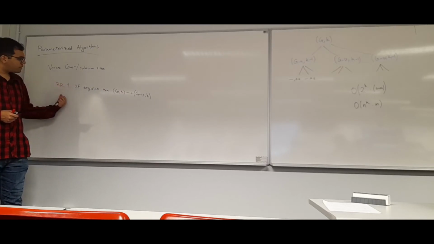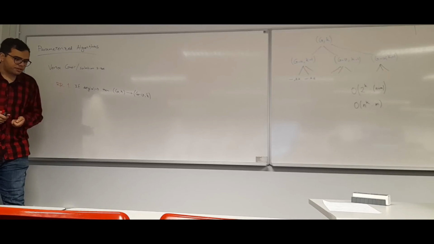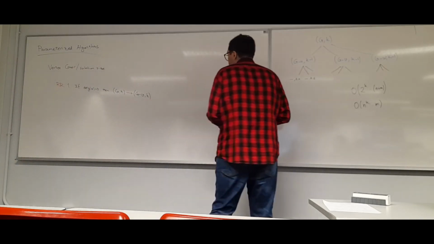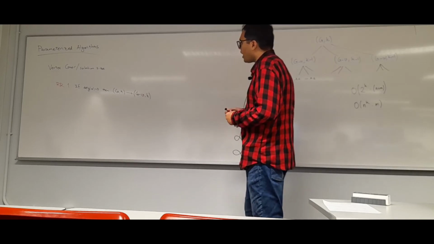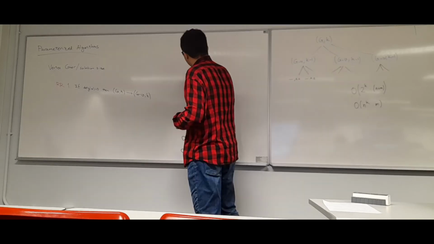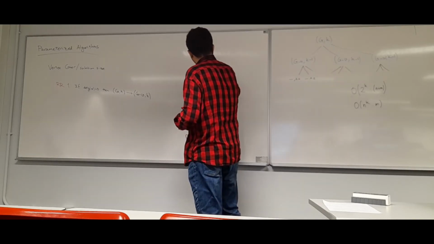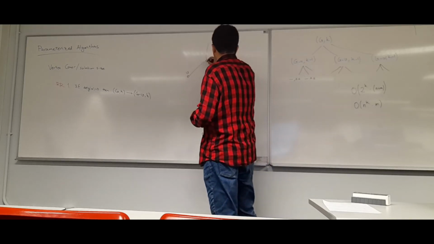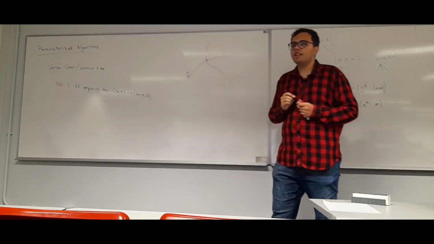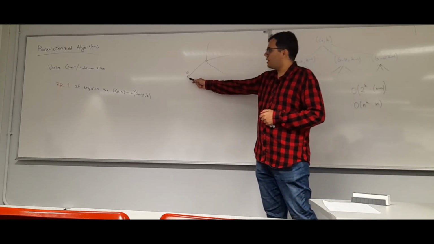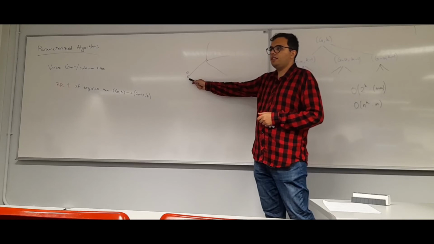So this is my first trivial reduction rule. Now let's think about the degrees a little bit more. Let's say that now I have some vertex, and that vertex has degree 1. So let's say I have this vertex V, and it's only connected to one other vertex. And then the rest of the graph is here. Does it make sense to have this vertex, this V, in my vertex cover?